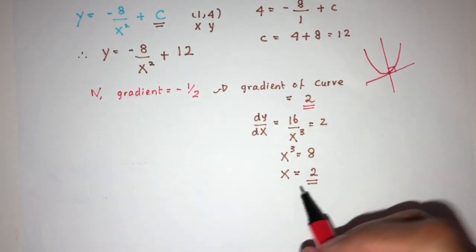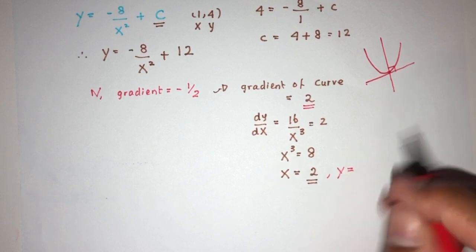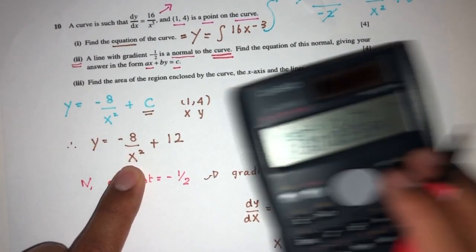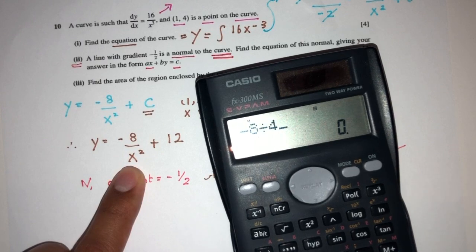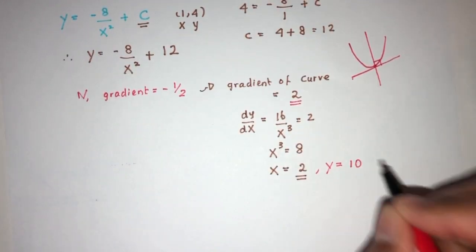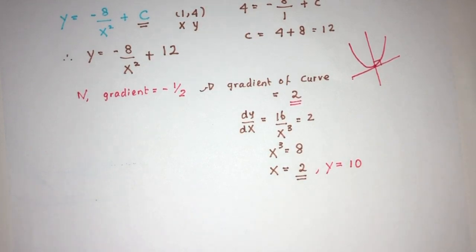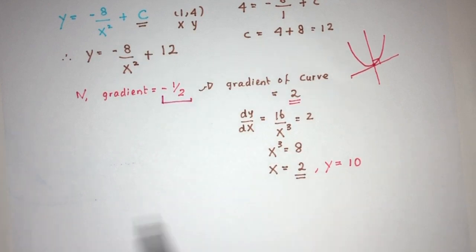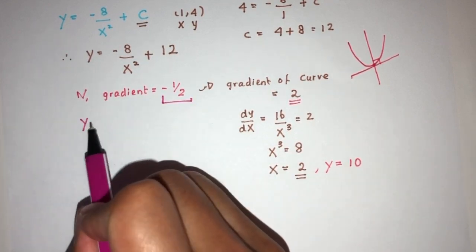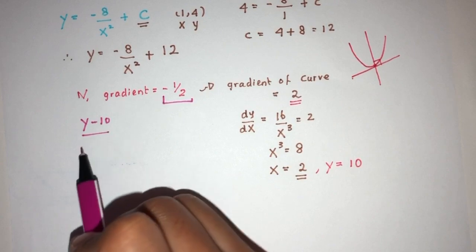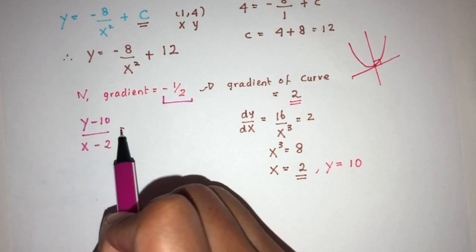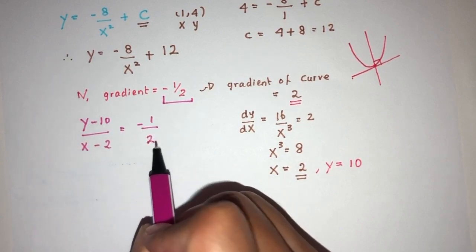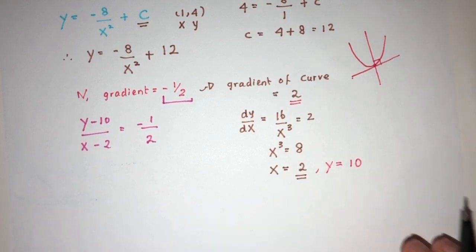This happens when x is 2, which means y has to be replaced back in the equation here. That will be minus 8 divided by 4 plus 12, that will be 10. So this is the passing point. Now we have a passing point, we have the gradient as well. We can use that to find the equation. That will be y minus this corresponding value over x minus 2 has to be minus half. Again, this is just a method to find the equation of a straight line.